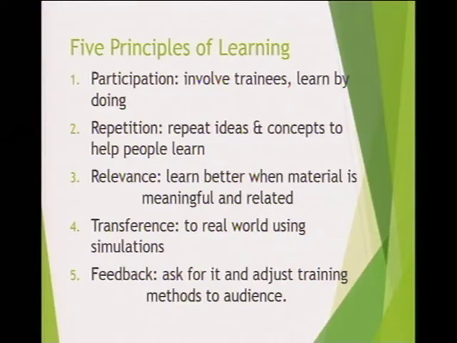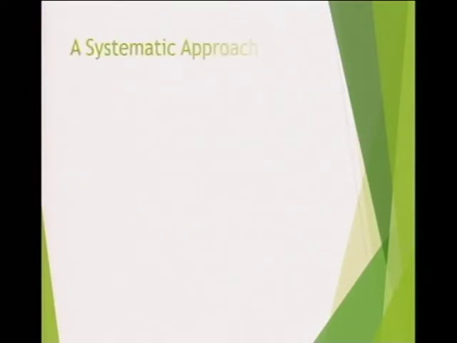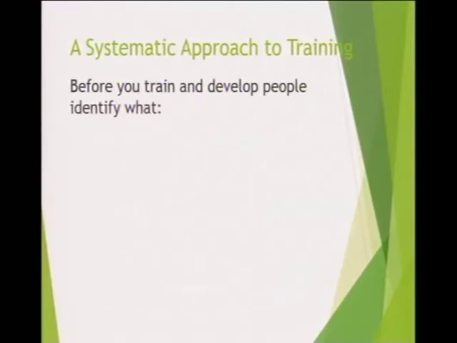And then the last one, which is always important, is to give feedback. Feedback helps the employees to adjust training methods to their real lives. Now, let's look at the systematic approach to training. We need a systematic approach to training because we need to have certain things in place. It needs to be procedural. It's a process, and therefore there are certain steps or components that we need to take cognizance of.